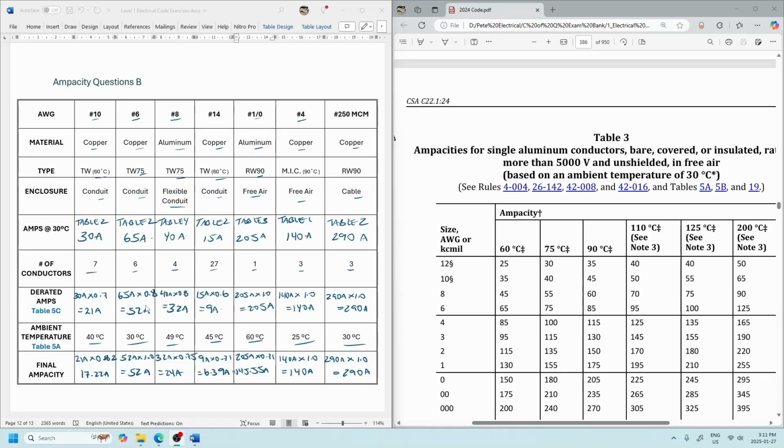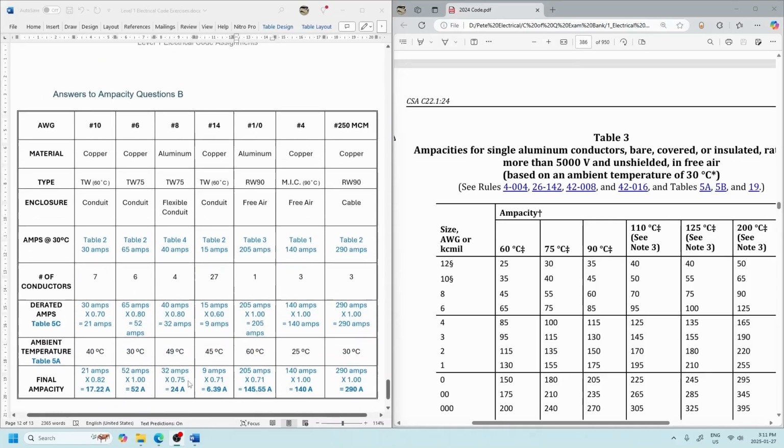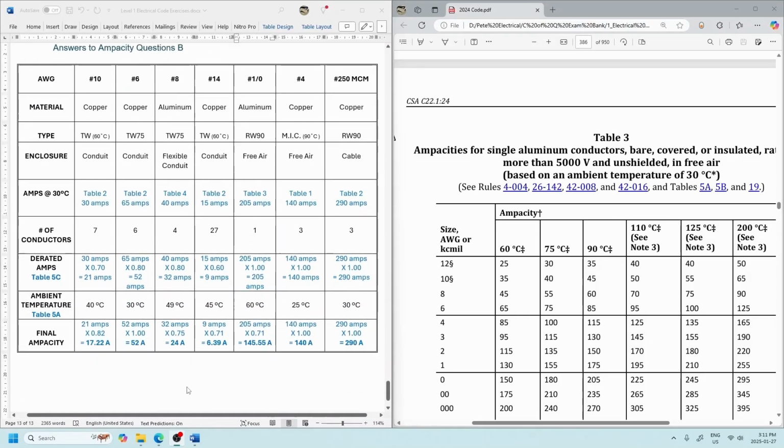All right, guys, hopefully everything's worked out there. We've got a clearer picture for each of those guys, so hopefully you found the exact same values as I did. You got a good understanding of tables 1 through 4, a good understanding of table 5C if you have more than 3 conductors in the pipe or the cable, and a good understanding of how to use table 5A if the ambient air temperature is above 30 degrees.